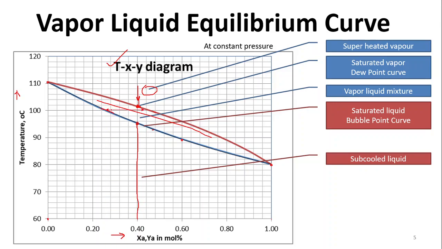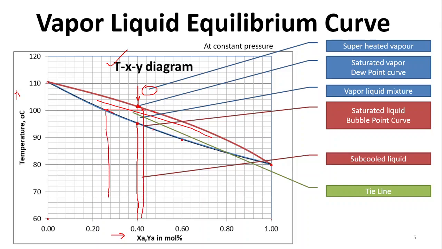And one more thing I have shown here is in the same red color, so that creates a problem. This is a tie line. You know, tie line means at a fixed temperature, this is the composition of the vapor phase, and this is the composition of the liquid phase at that particular temperature. This is called the tie line. This is all about the vapor liquid equilibrium curve. These are the different zones and important things that are shown here.